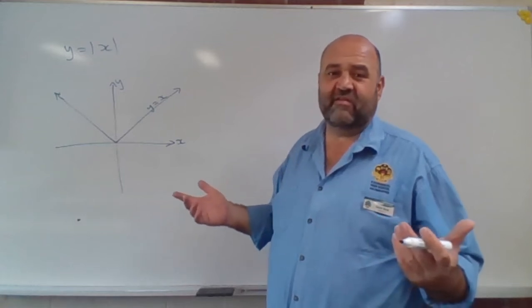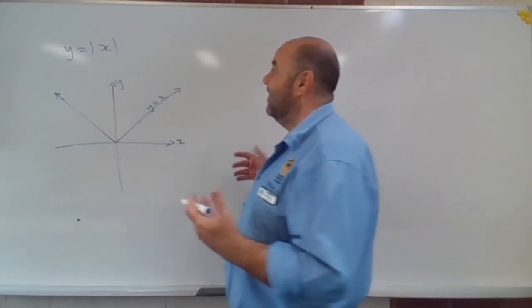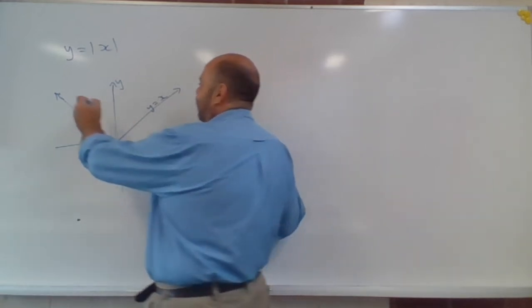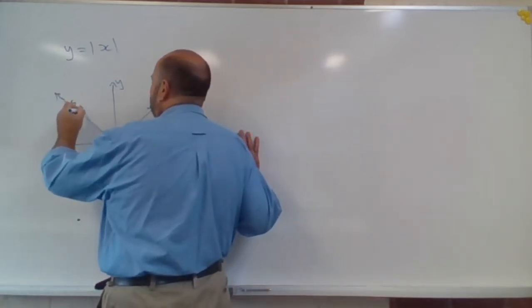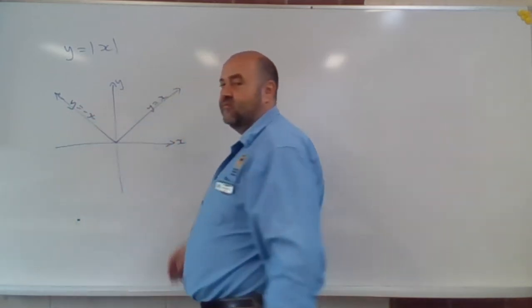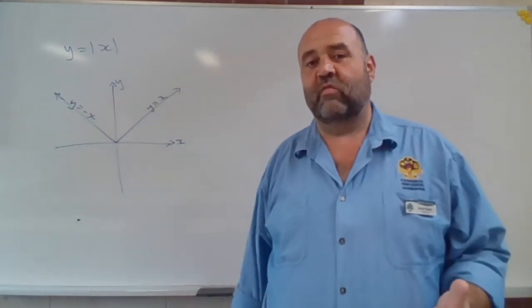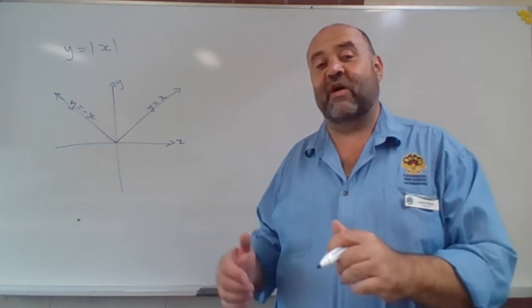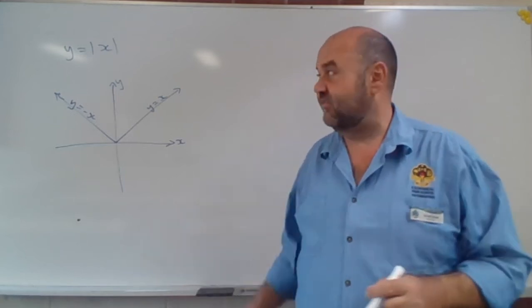And it's really easy for us to know the equation of the line that's going up the other way. It's just the negative of this line. So this is y equals x, and this line here is going to be y equals -x. That's the graph of y equals the absolute value of x.